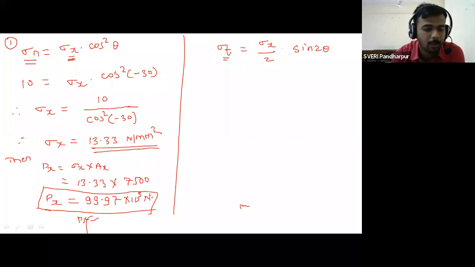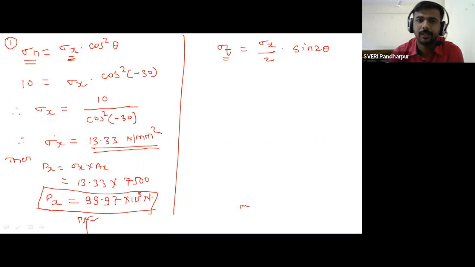So the problem is very simple. By using the sigma n equation, we have to calculate the sigma x, and by using the calculated sigma x, we have to calculate the Px value because the cross-sectional area is also given. So this is the one Px value by using the normal stress equation.